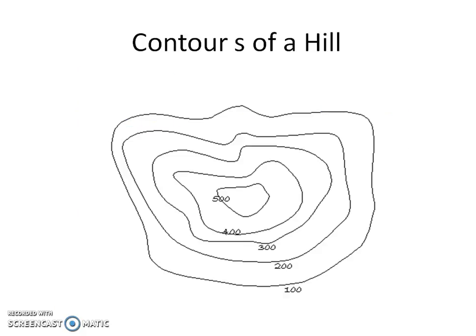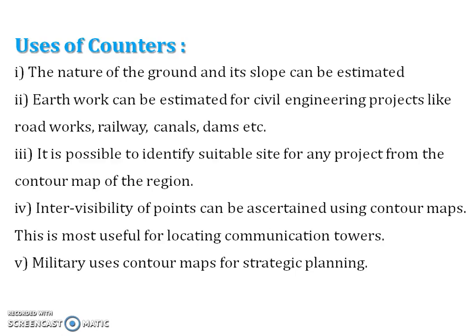Observe the contours of a hill. The characteristics of the contours of a hill are shown in this figure. We find that the contours of lower value, for example 100, are outside, and as we go inside, the value of the contour goes on increasing. 500 meter is the tip of the hill. So the value of the contour increases as we go inside for a hill.